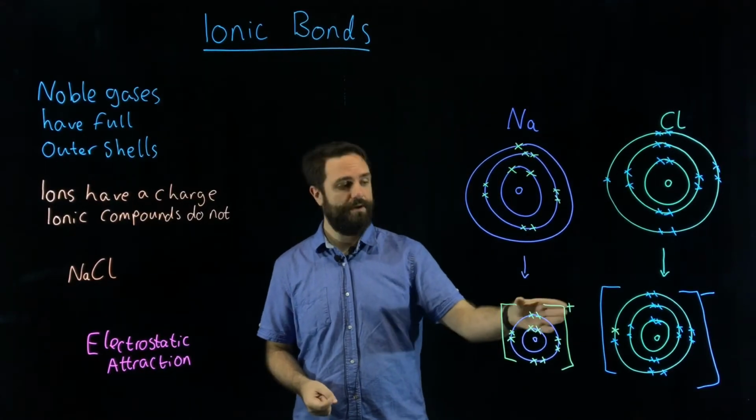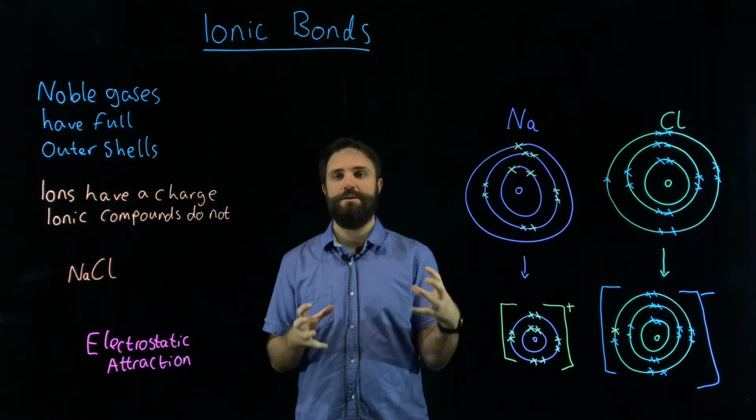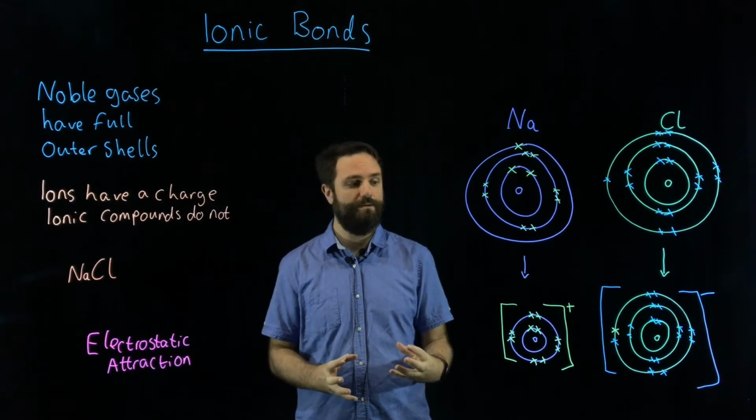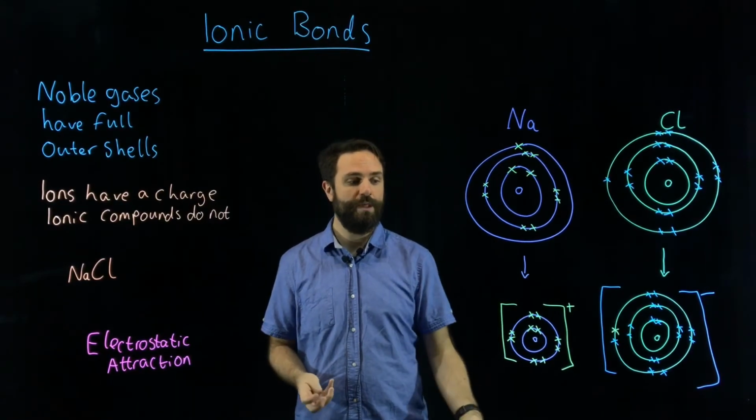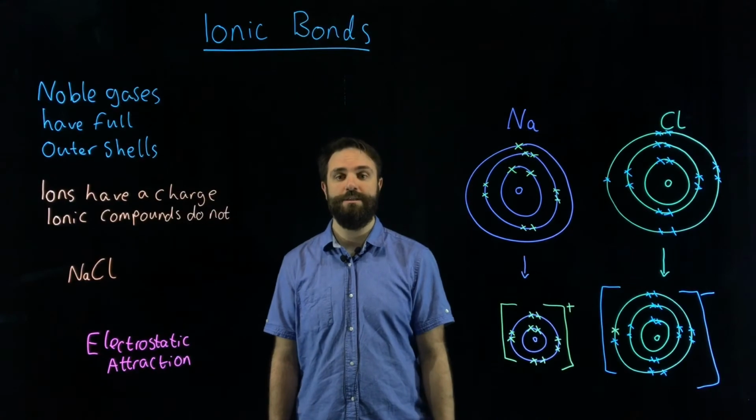And if you react them together, they end up forming giant compounds, giant ionic compounds made of alternating positive and negative ions. We'll look at more complicated ionic structures next time.